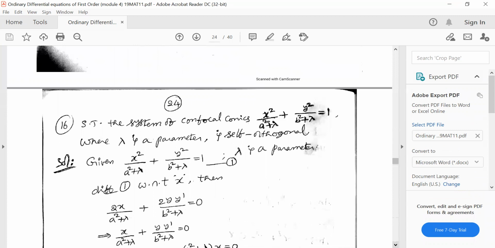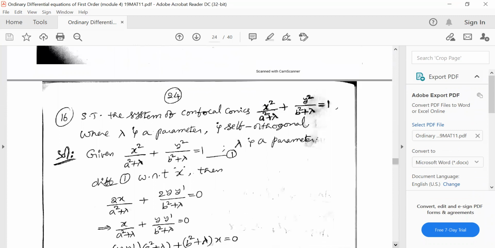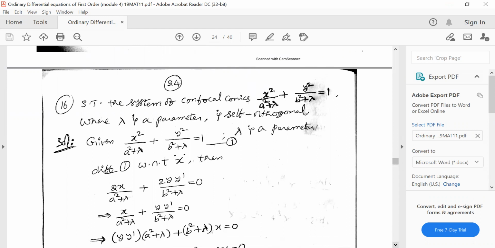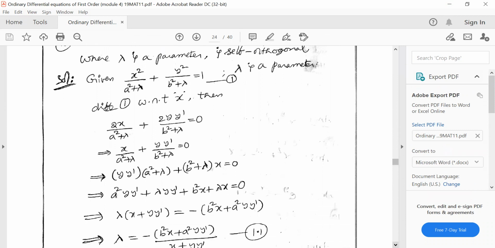In this particular problem, lambda is present: x square by a square plus lambda plus y square by b square plus lambda. It is given that lambda is a parameter, meaning you should concentrate on removing only lambda, not a and b. That is what you have to observe. The procedure is the same. You have to differentiate, then write it in a particular standard form.